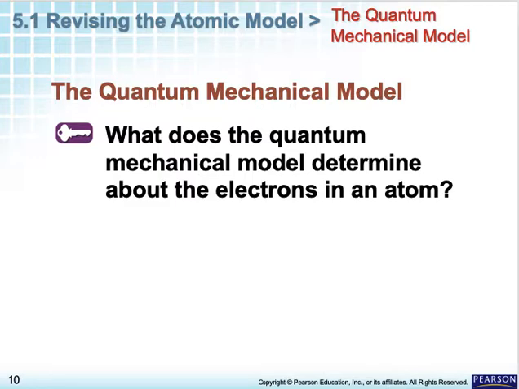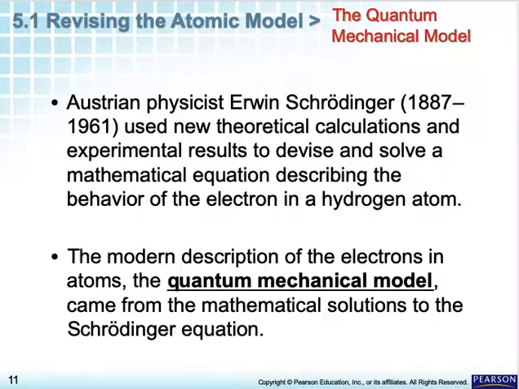What does the quantum mechanical model determine? So now here's the third model. We've talked about Rutherford, Bohr, now we're doing the quantum mechanical model, and this is the one we actually use in chemistry today. Schrödinger is the theoretical scientist who proposed this model, and he had to write a mathematical equation, and the solutions to that tell us certain things about the atom.